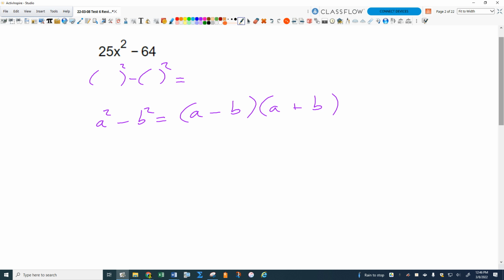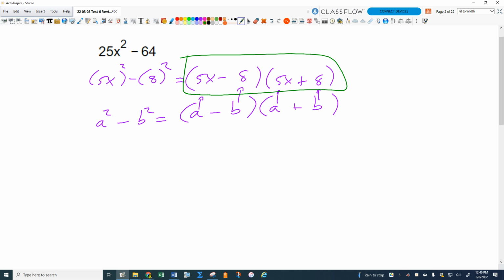The second something's pretty easy. 64 is what squared? 8. Okay, what about the first something? 5x. There we go. So we're just going to follow our pattern then, right? What's our a? Our a is being replaced by a 5x, right? So we end up with 5x minus 8 times 5x plus 8. And there's our answer. Okay? Thumbs? We good? Okay?